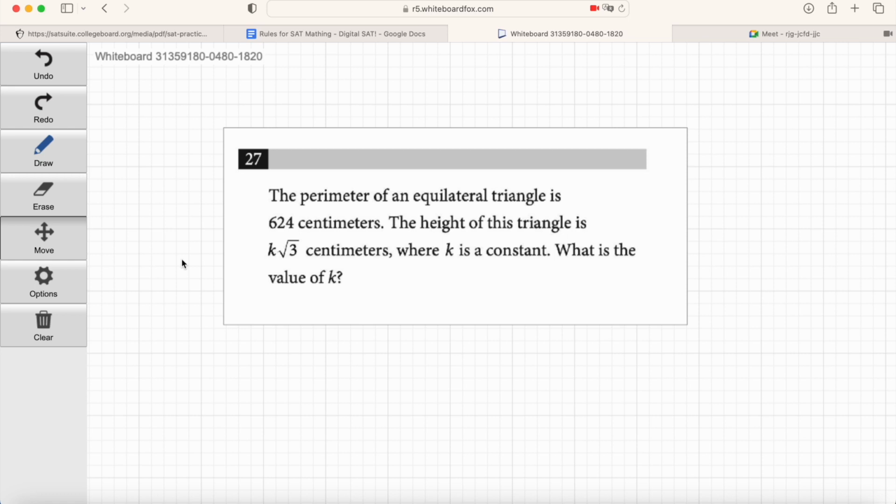But first, let's follow that third rule, and let's draw a picture of this triangle. It's an equilateral triangle. Do you know what that means? Let's talk about that term first. All the sides are equal. So draw me a triangle just below the question, where all the sides are equal. Let's see what this looks like.